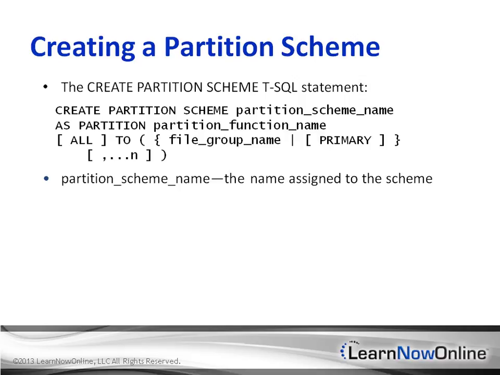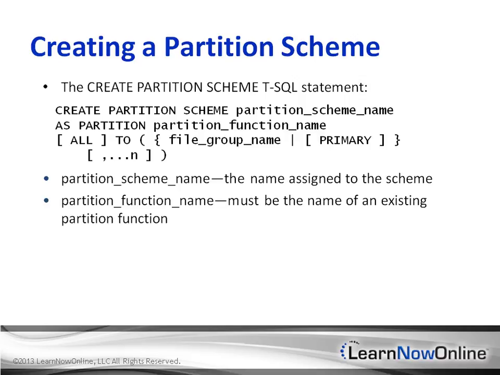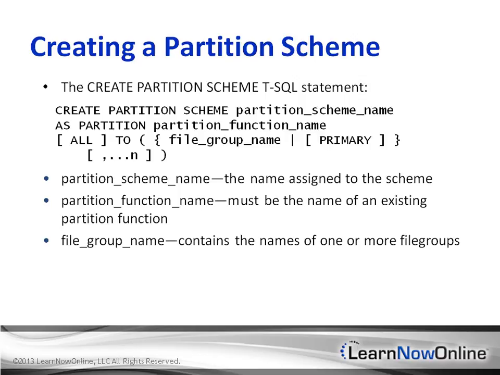We issue a create partition scheme and we give the partition scheme a name. We assign it a name that makes sense to us. We create that as a partition and we must indicate the partition function name. That partition function must already exist at this point. Then we start listing the file groups. These also must exist, and we can have one or more file groups involved.